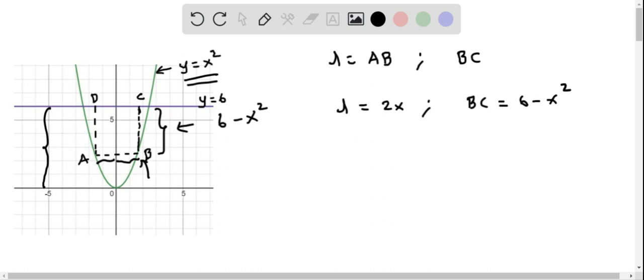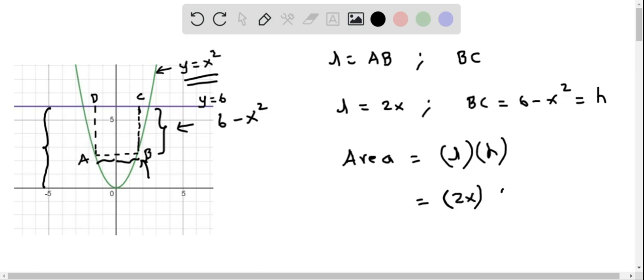So now we have the length and the height of the rectangle, and we can write down the area formula. The area of the rectangle equals length times height, where BC is the height. So let's substitute the length, which is 2x, and the height of the rectangle, which is 6 minus x squared.